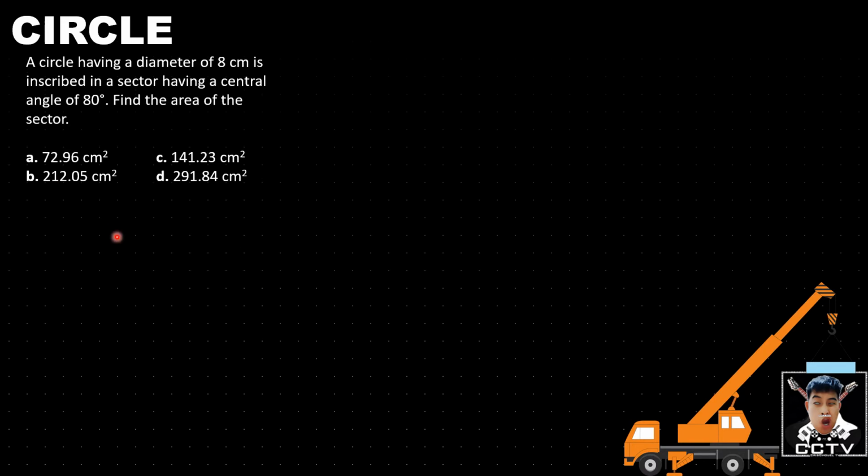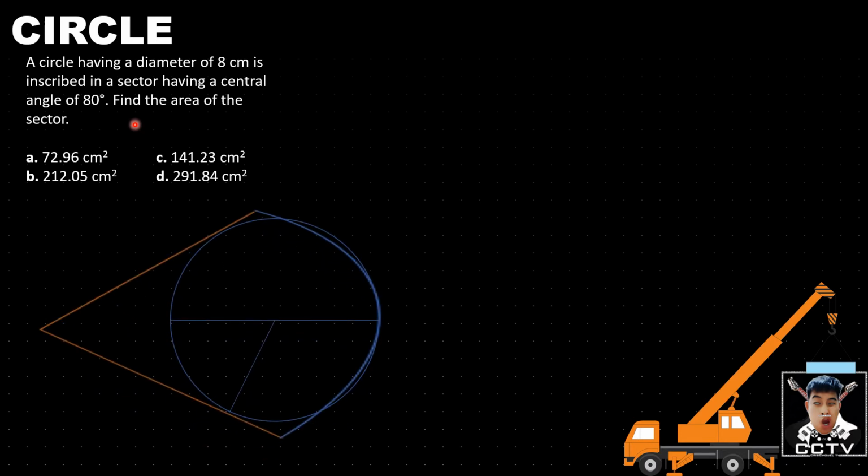A circle having a diameter of 8 cm is inscribed in a sector having a central angle of 80 degrees. Find the area of the sector. Never mind the parts that go beyond. The diameter is 8 cm, and 4 cm is the radius, of course. Here we have the radius of the sector. And the central angle of the sector is 80 degrees.